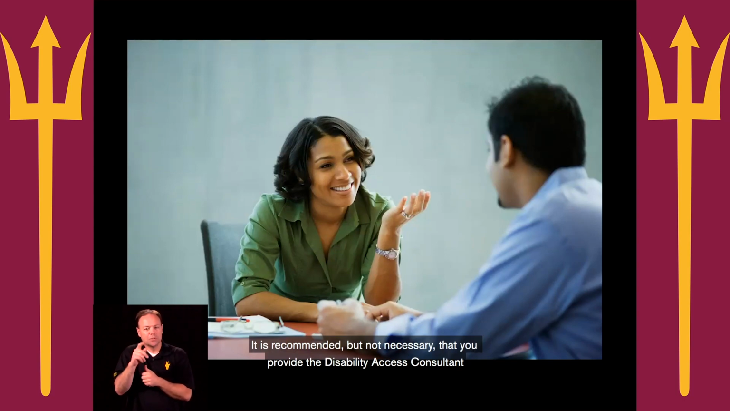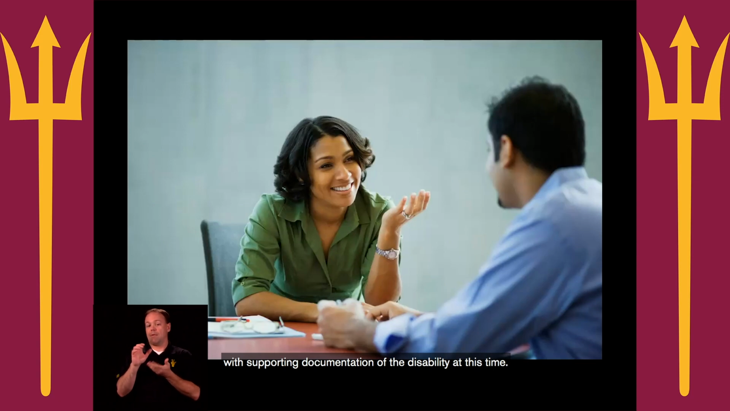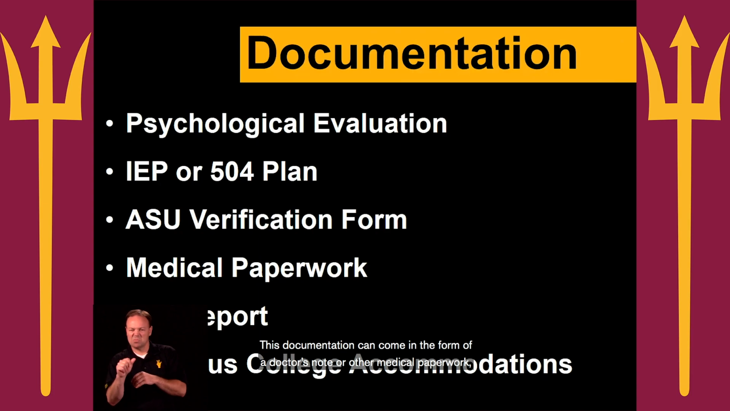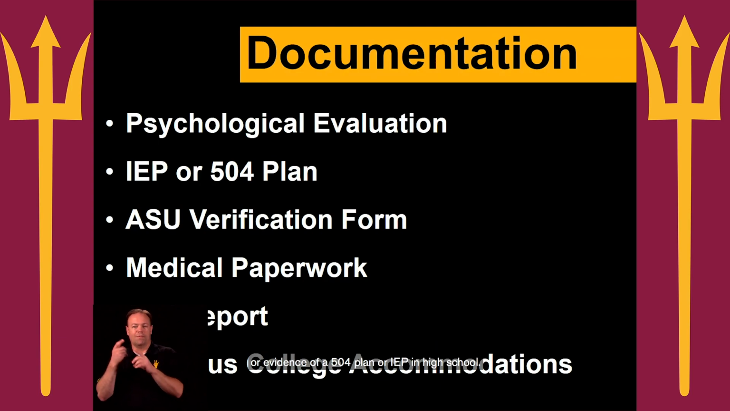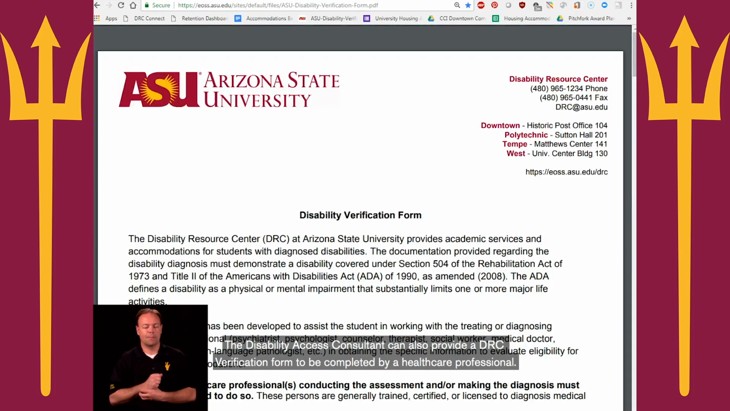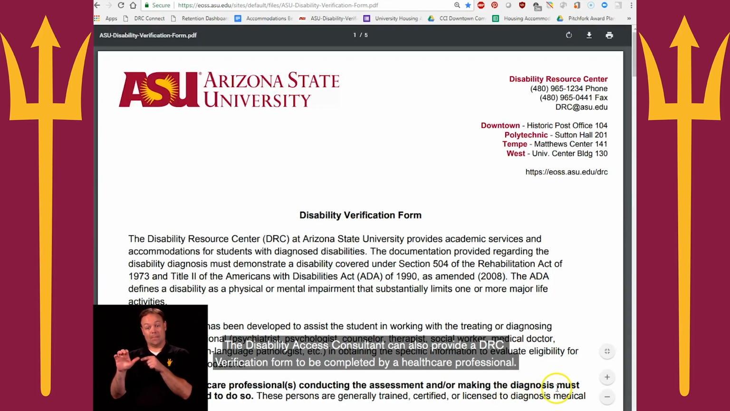It is recommended but not necessary that you provide the disability access consultant with supporting documentation of the disability at this time. This documentation can come in the form of a doctor's note or other medical paperwork, a statement from another college or university certifying previous accommodation usage, or evidence of a 504 plan or IEP in high school. The Disability Access Consultant can also provide a DRC verification form to be completed by a healthcare professional.